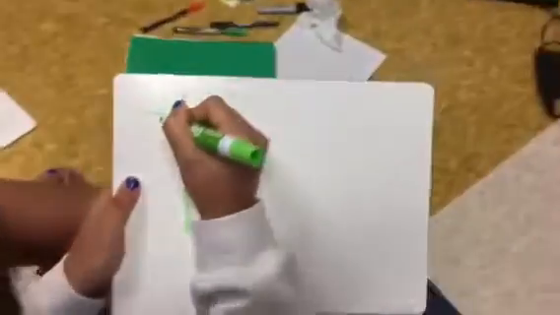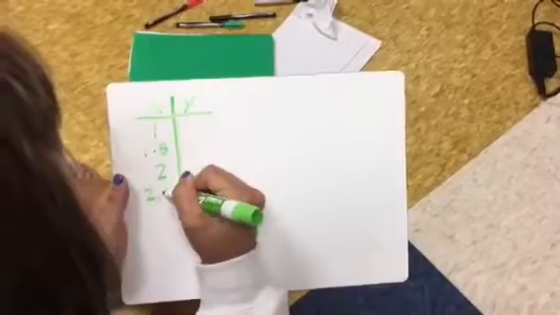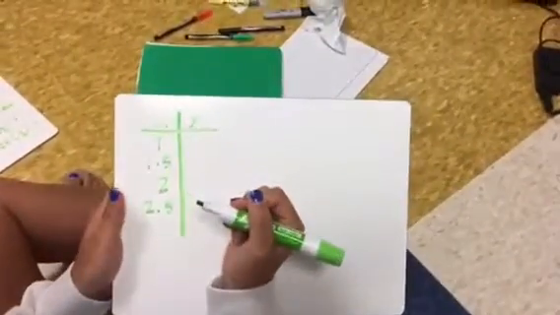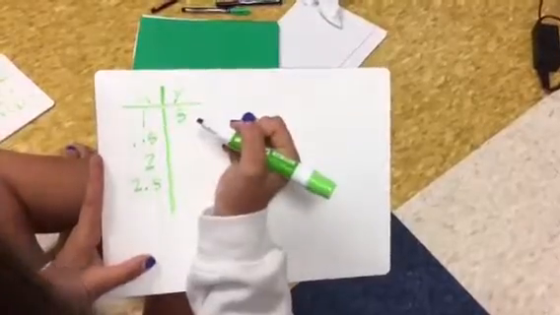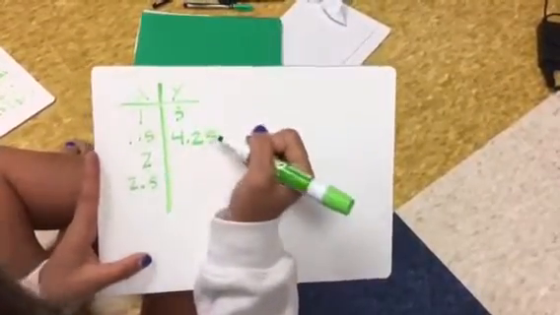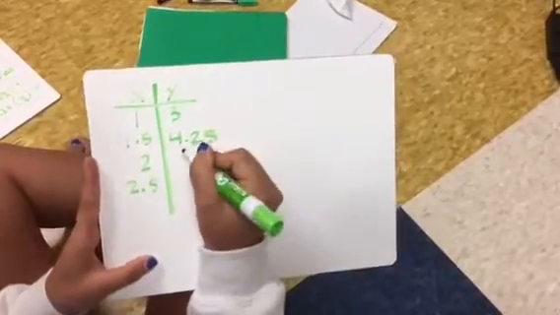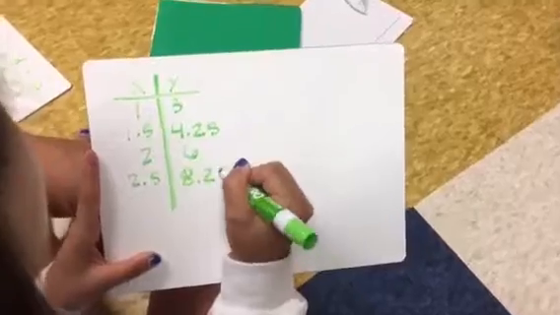Okay, so now we're gonna make a table. Our x was 1, 1.5, 2, and 2.5. And we already found our y values. The y value for 1 was 3. For 1.5 it was 4.25. And for 2 it was 6. And for 2.5 it was 8.25.